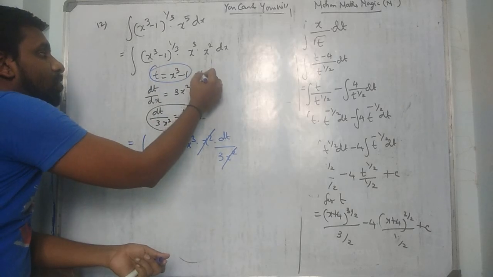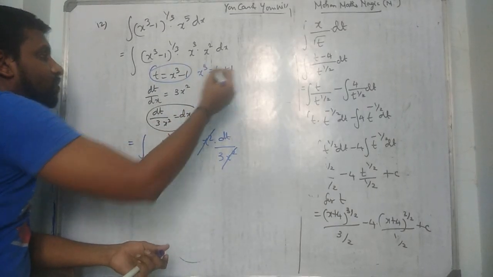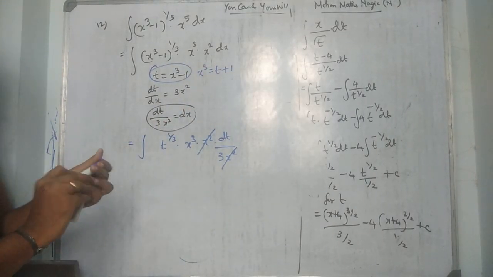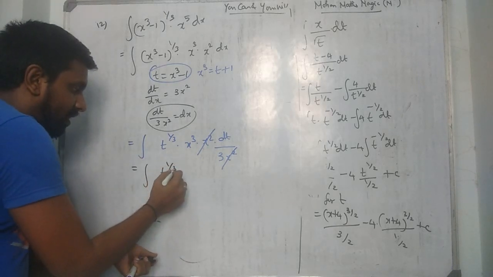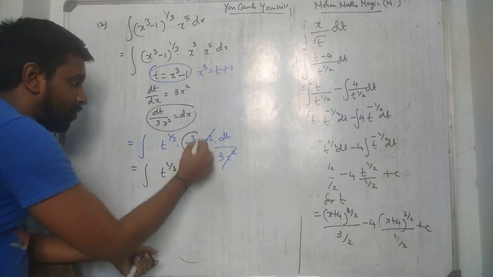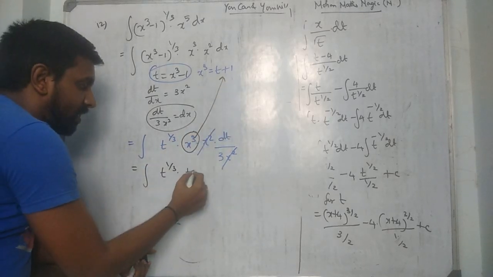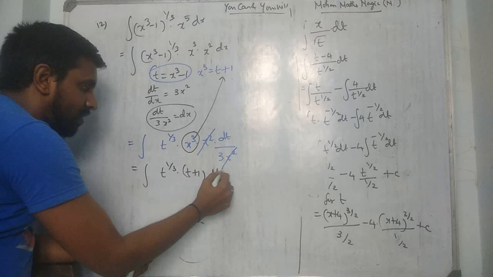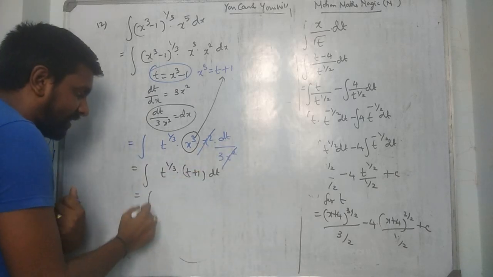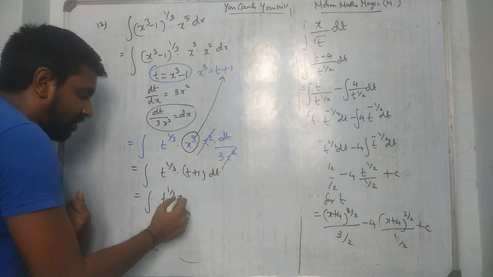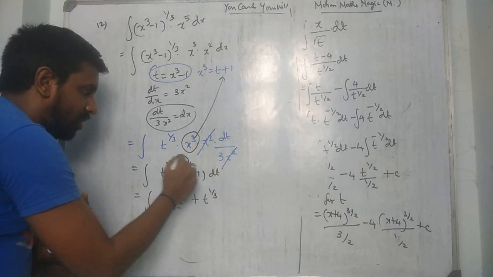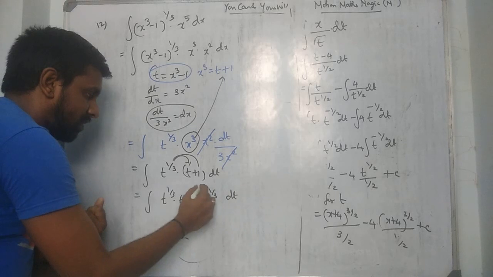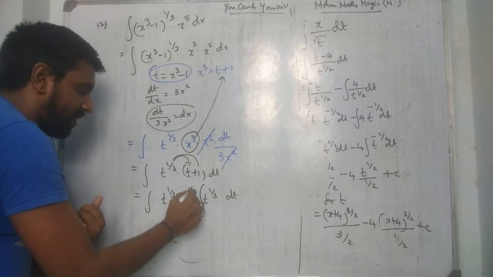In this x cube equal to what I can write as t plus 1. So therefore final step I got. Therefore integration t power 1 by 3 in place of x cube I can write this one as t plus 1 dt. Now one variable. Now as to first exercise, t power 1 by 3 into t plus t power 1 by 3 into 1 dt, separately integrate, you get the answer.